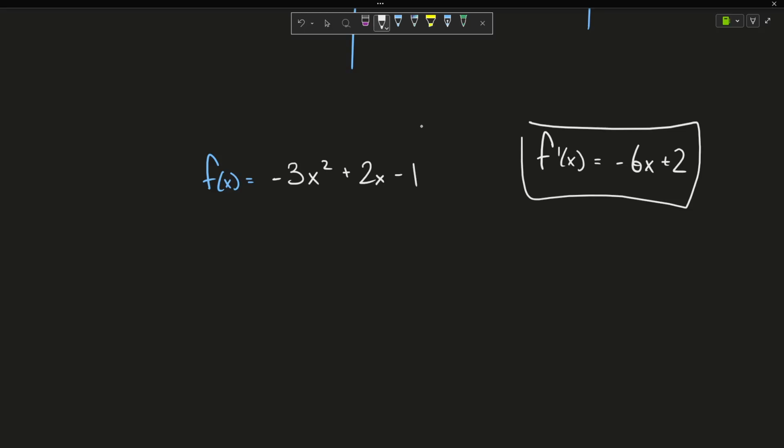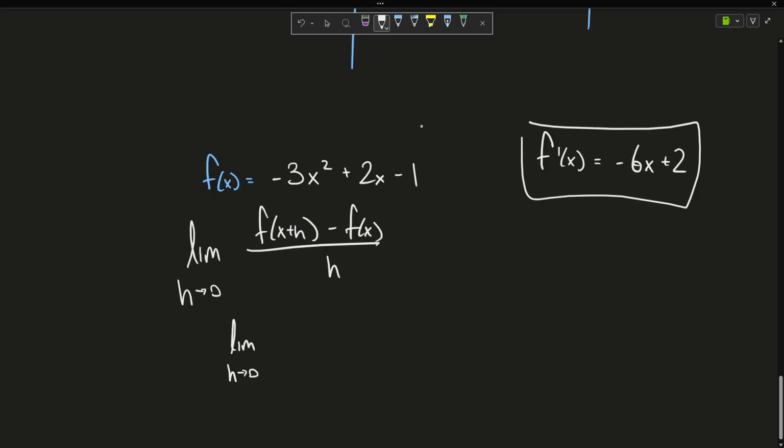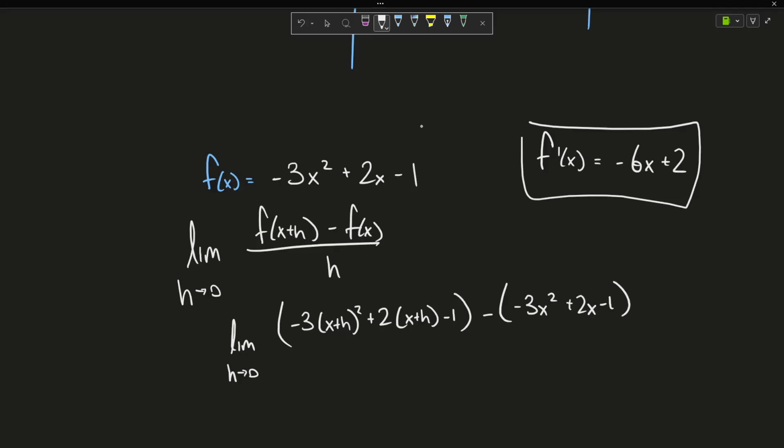Let's prove it using the limit definition. So the limit definition is limit as h approaches 0 of f of x plus h minus f of x over h. So this means I want to find a limit as h approaches 0. And this first term means that I want to rewrite the function, but instead of using x, I want to write x plus h. So limit h approaches 0 of, I rewrite this with x plus h, negative 3 times (x plus h) squared, when we plug something in, right, parentheses, plus 2 times (x plus h) minus 1, minus the function, negative 3x squared plus 2x minus 1, all over h.